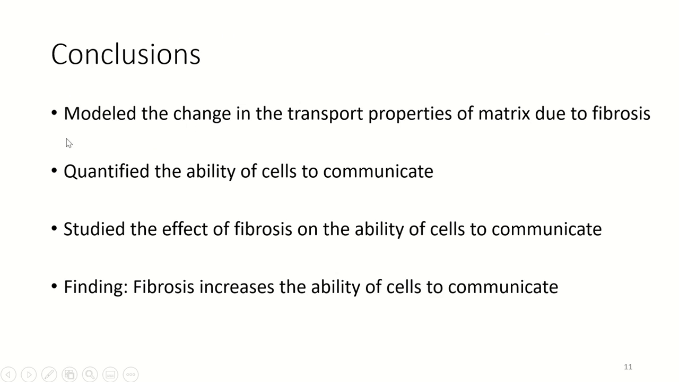So in conclusion, we have modeled the change in the transport properties of the matrix due to the fibrosis. Then we have quantified the ability of cells to communicate so that we can study the effect of fibrosis, or extracellular matrix accumulation, on the ability of cells to communicate. And we have a very surprising finding, which is that as fibrosis, or level of extracellular matrix accumulation, increases, the ability of cells to communicate, or their range of signaling, increases. And so we're very excited about that.